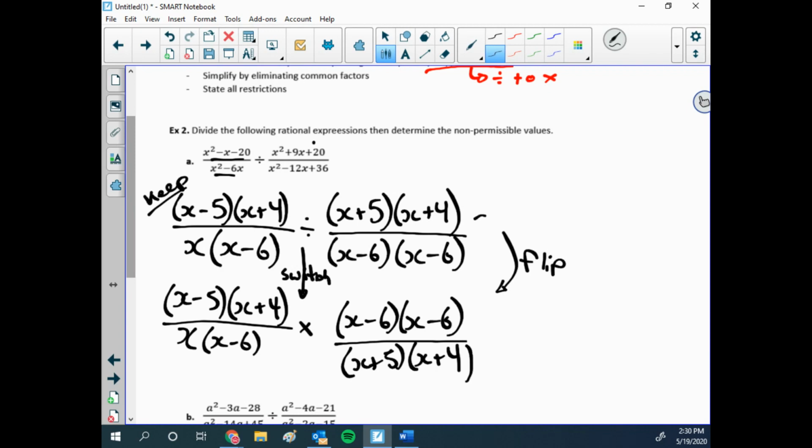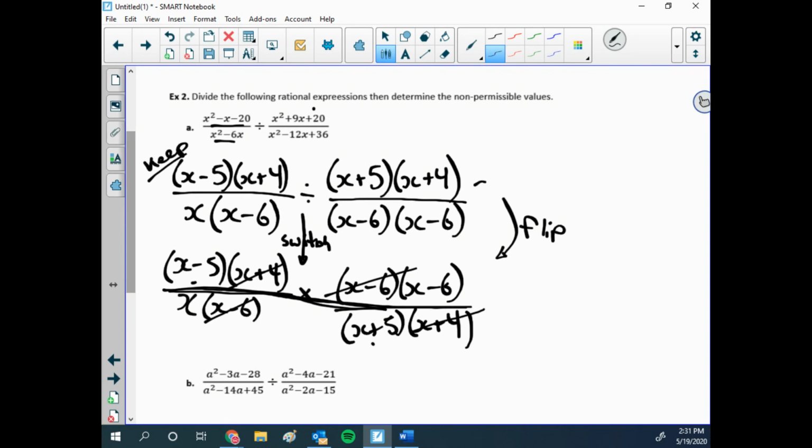So once I've done my keep, switch, flip, this is just a multiplication question, same thing as we would have done previously. So I'll just start canceling out like terms. X plus 4 and x plus 4 will cancel each other out. X minus 6 cancels each other out. And I think that's it. Because x minus 5 and x plus 5 can't cancel each other out because they're opposites. And the x on the denominator also can't cancel out. So this becomes x minus 5 over x times x plus 5.